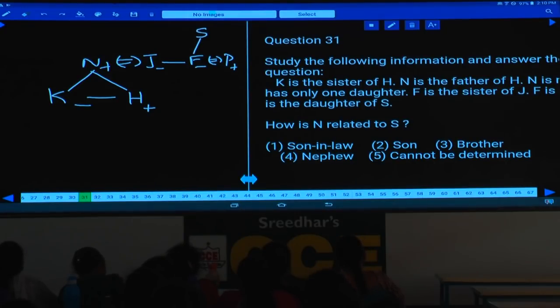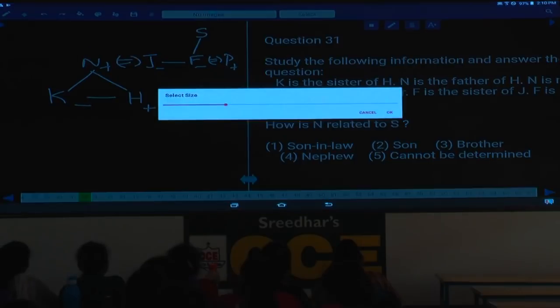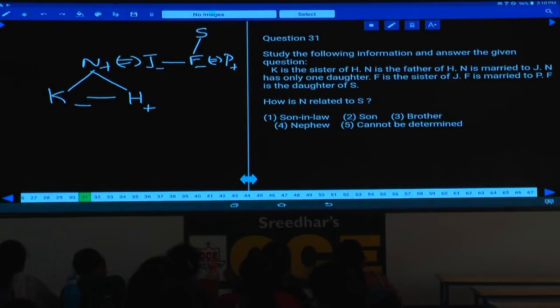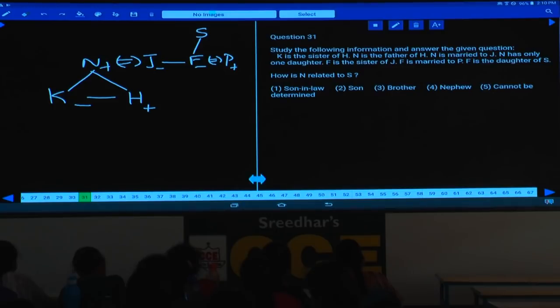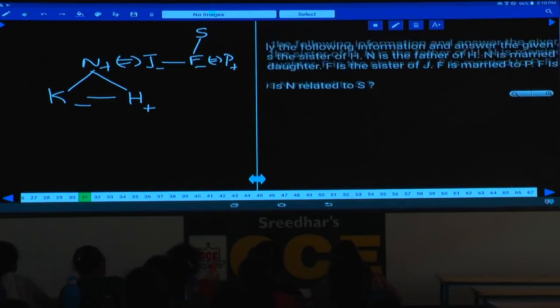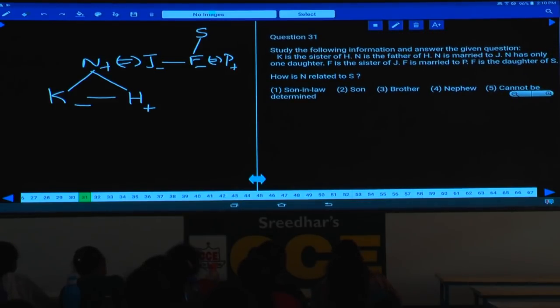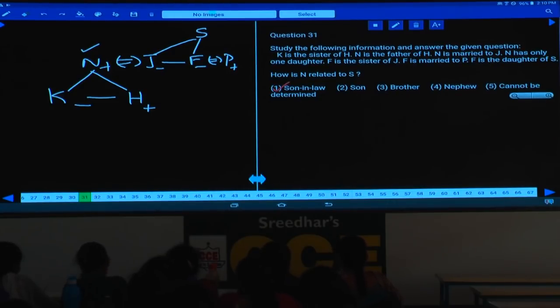S can be placed here. This is how we can derive this. Now question number 31, how is N related to S? N is the son-in-law. S's daughter is J and J's husband is N, that means daughter's husband, son-in-law, that is given in choice 1.